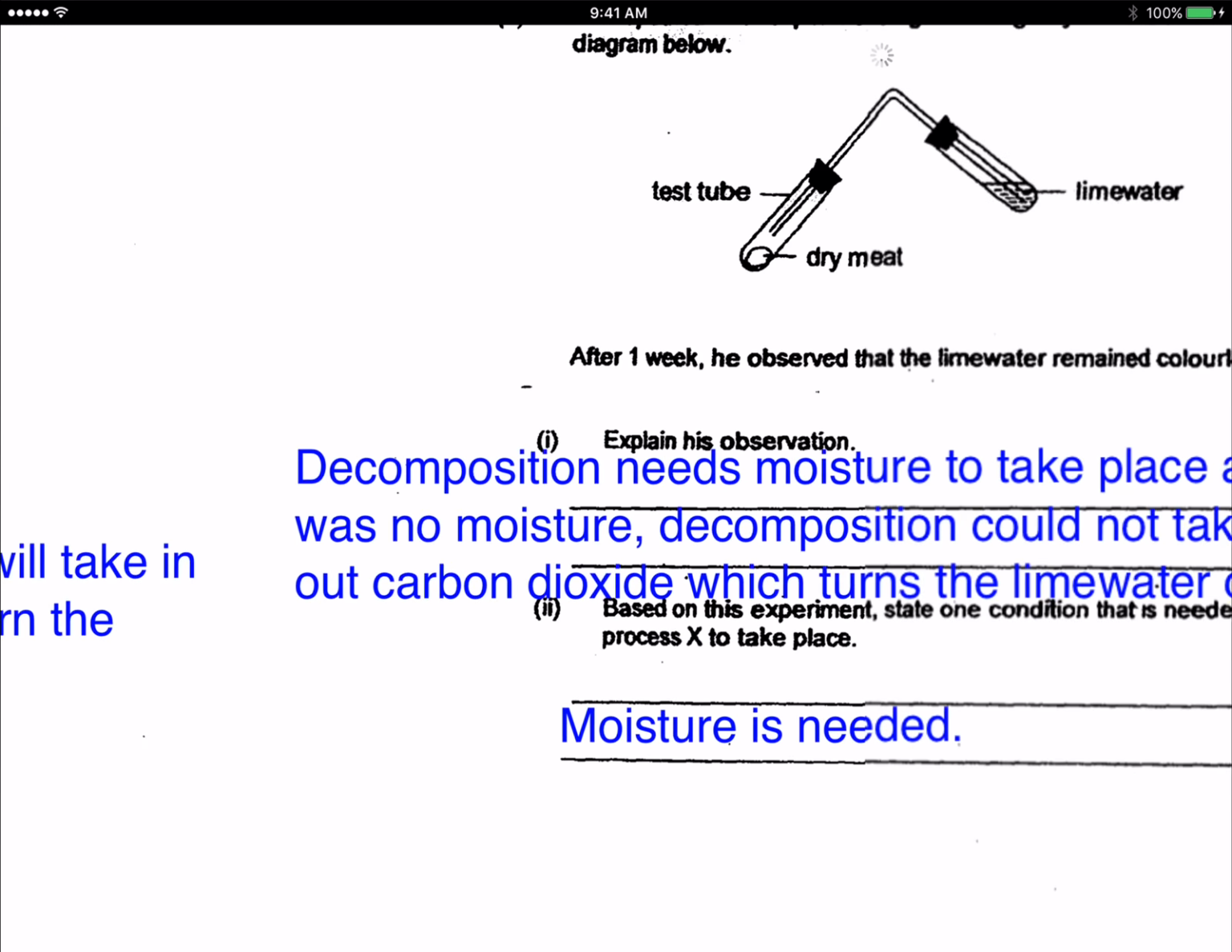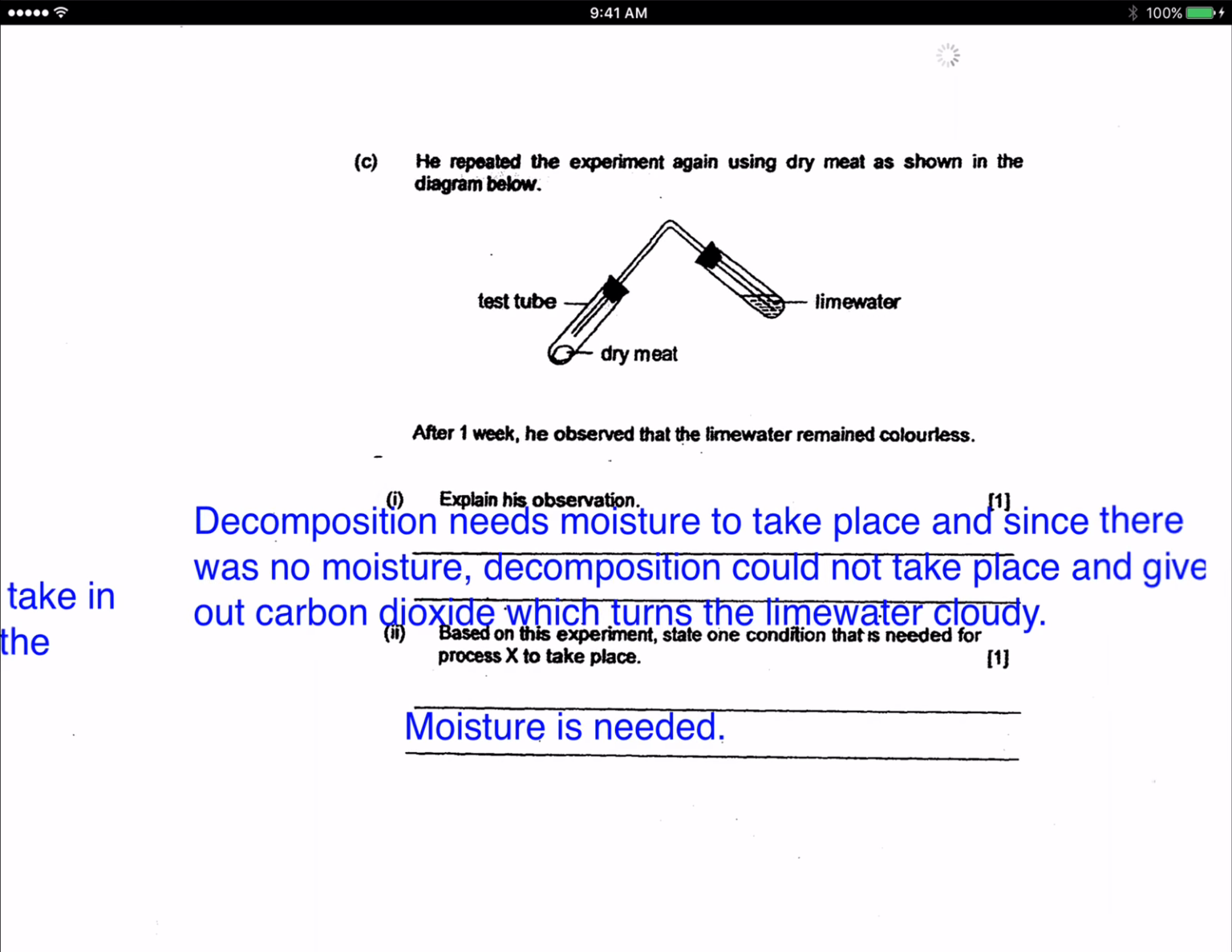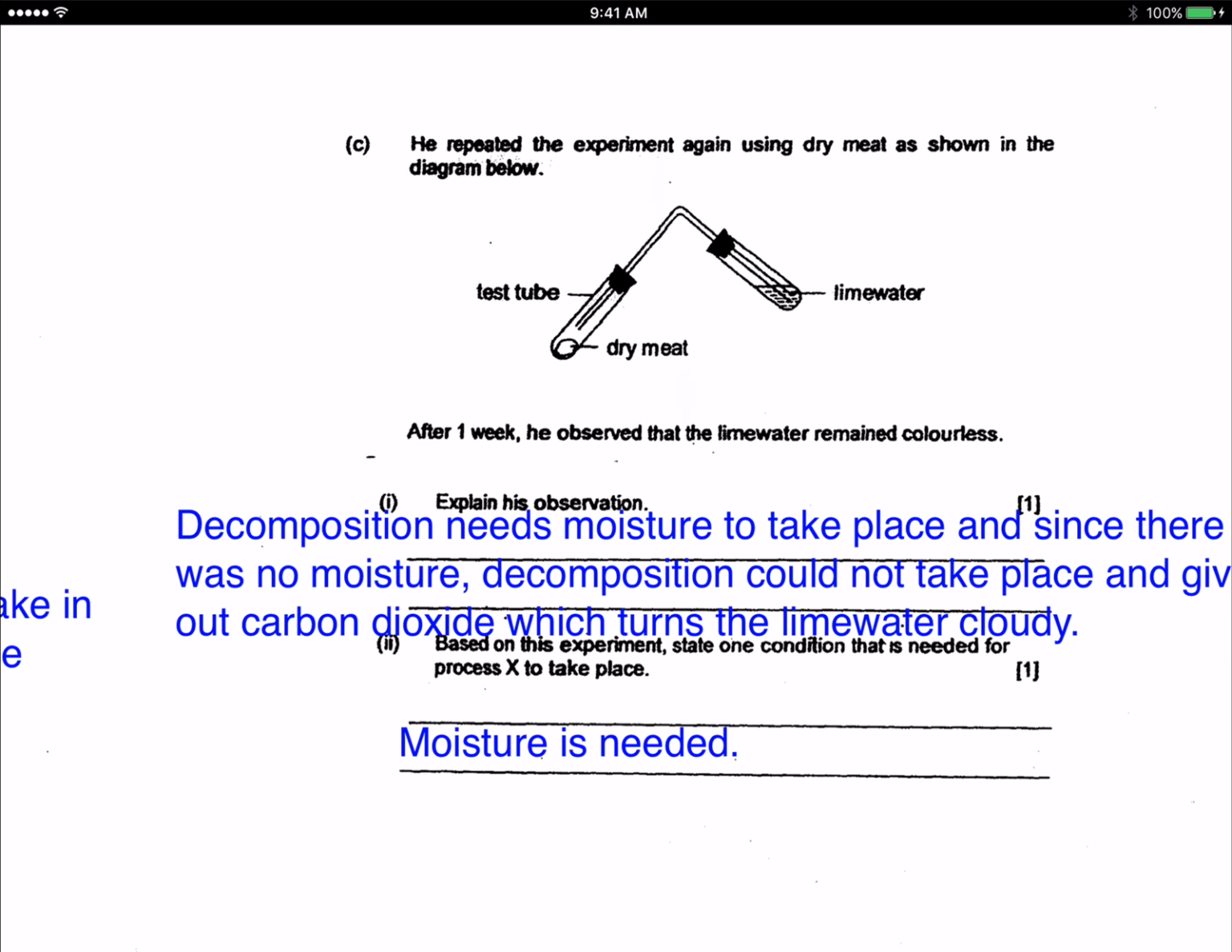So next one here. Now he used dry meat. Dry meat is like what? Bak kwa. Okay. Dry meat.